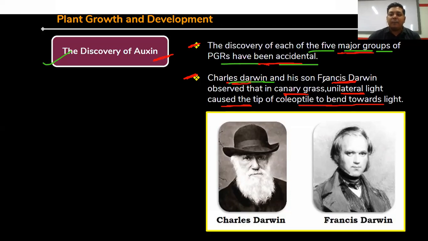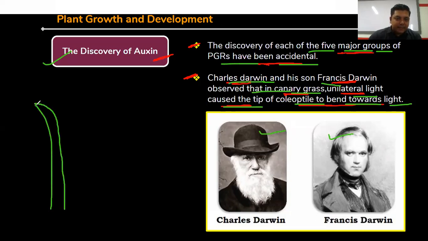Charles Darwin and his son, Francis Darwin, observed that in canary grass, unilateral light caused the tip of the coleoptile to bend towards the light. So Charles Darwin and his son Francis Darwin first observed that, suppose this is the plant coleoptile, when the plant is in seedling condition, the plant bends towards the light. Suppose this is sunlight, and the plant is bending towards the light. They first observed that in plants, from where the light is coming, they bend their coleoptile or head towards the light.